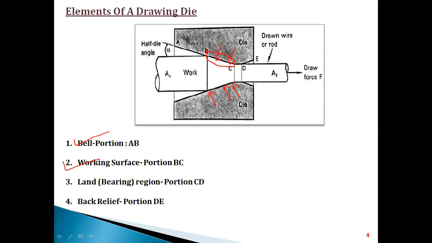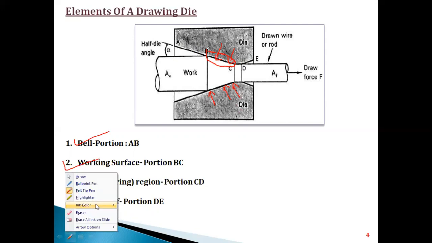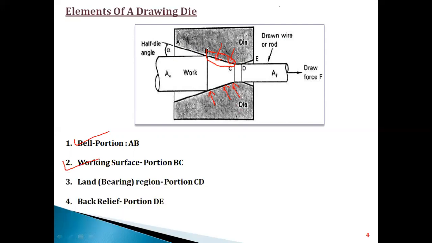Similarly, the third one is the land, also known as the bearing region, from C to D, that is this particular surface, from C to D here.